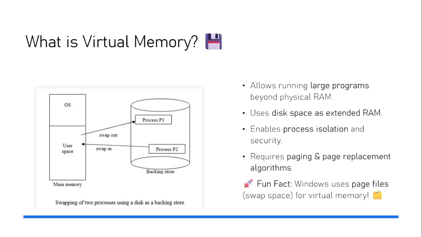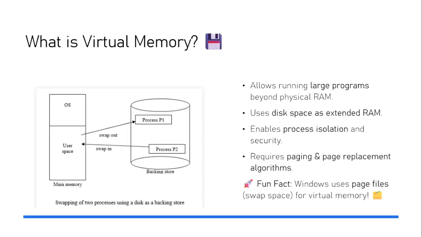Now I'll talk about virtual memory. So what is virtual memory? Virtual memory is a technique that allows your computer to run programs larger than the available physical RAM. So it uses part of your hard disk or SSD as extra memory, so even if the RAM gets full, the system keeps running. So here is how virtual memory works.